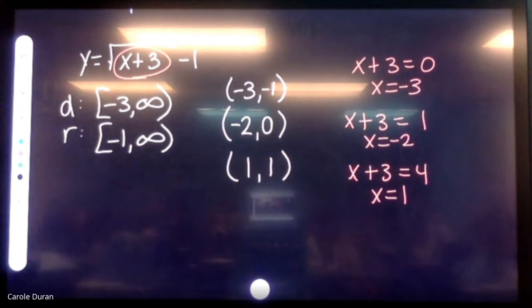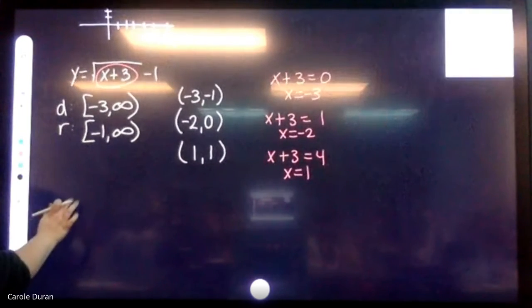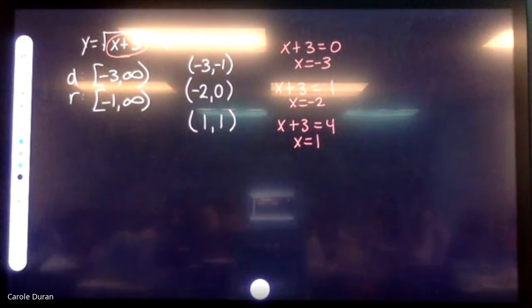I got 3. 1 plus 3 is 4. The square root of 4 is 2. Minus 1 is 1. And then we just go ahead and we graph. Say that again. How did you get 1? 1 plus 3 is 4. The square root of 4 is 2. Minus 1 is 1. Oh.